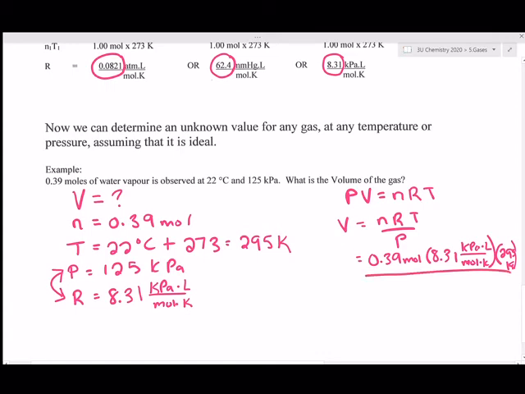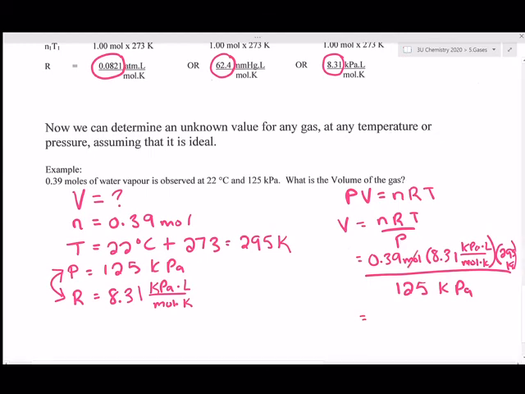Okay, and pressure, 125 kilopascals. Okay, so on your calculator, you're going to want to put 0.39, multiply by 8.31, multiply by 295, press equals, then divide by the 125. And let's just take a look.